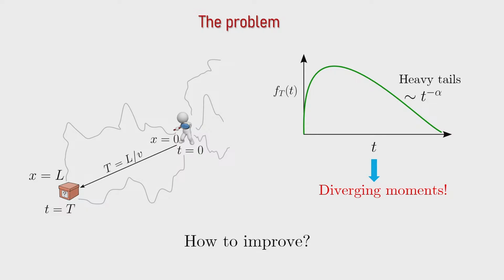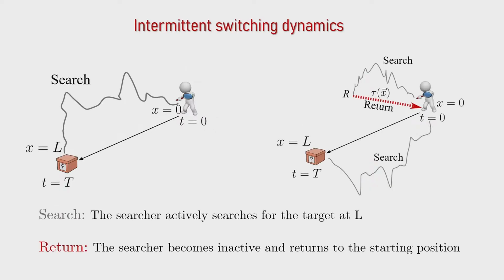So that is obviously not what we want. We want the first passage process to complete in a finite time span. And that is the question: how can we improve our first passage process? There have been several strategies found by people over years and centuries, but we are working on the dynamics or strategy which is known as intermittent switching dynamics.